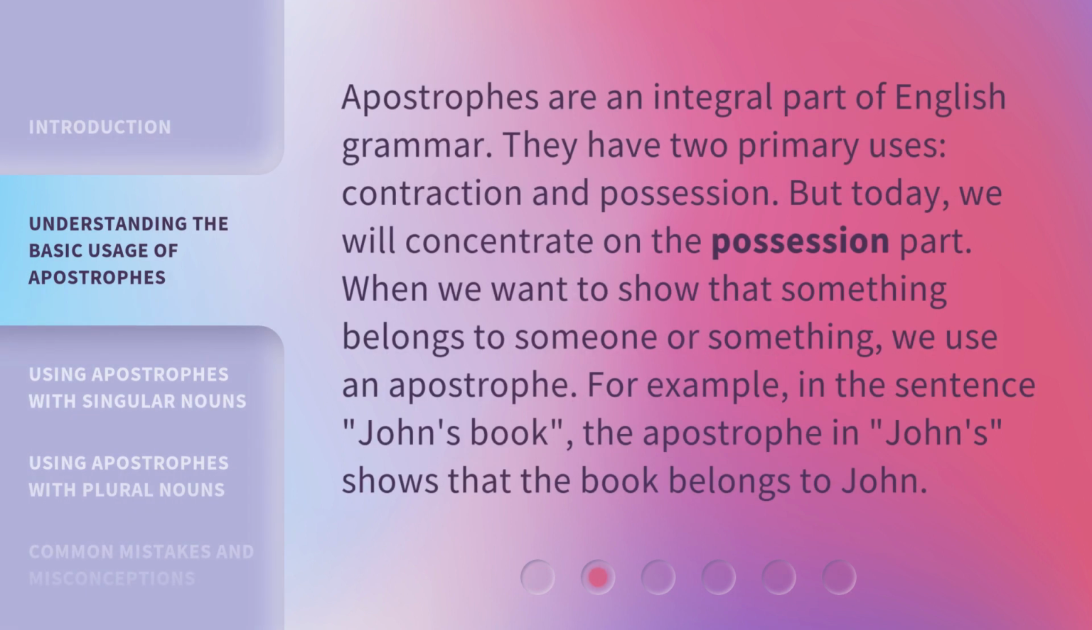Apostrophes are an integral part of English grammar. They have two primary uses, contraction and possession. But today, we will concentrate on the possession part. When we want to show that something belongs to someone or something, we use an apostrophe. For example, in the sentence, John's book, the apostrophe in John's shows that the book belongs to John.